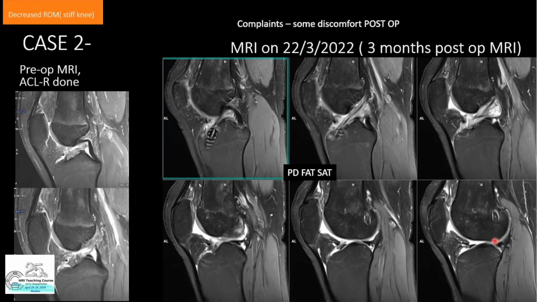So we are just supposed to mention the size of the cyclops lesion and leave the rest to the surgeon. Now this fellow presented 3 months post-operatively, and he had a little bit of discomfort. Once again, he had stiff knee. And what do we see here? This is just a 3 months post-operative.